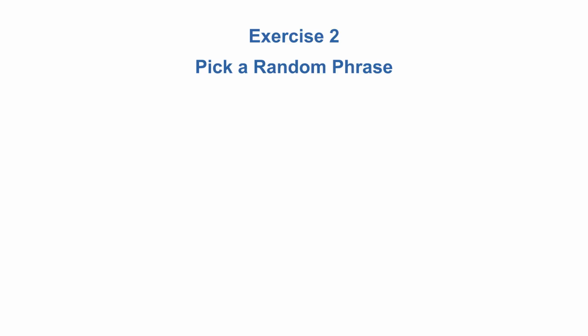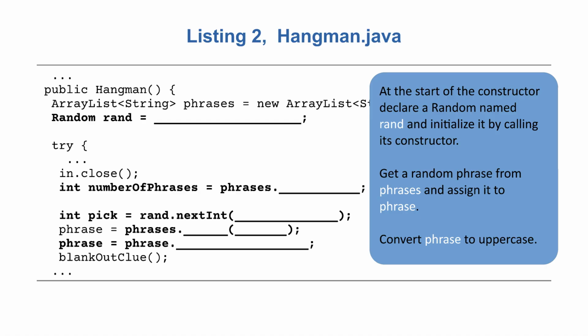Next, let's pick a random phrase from the array list. Exercise 2. Pick a random phrase. At the start of the constructor, declare a Random named rand and initialize it by calling its constructor. Get a random phrase from phrases and assign it to phrase. Hint: use the ArrayList size method and Random's nextInt method. Then convert phrase to uppercase. Run it. What happened? The program should now use a random phrase from the phrases.txt file.